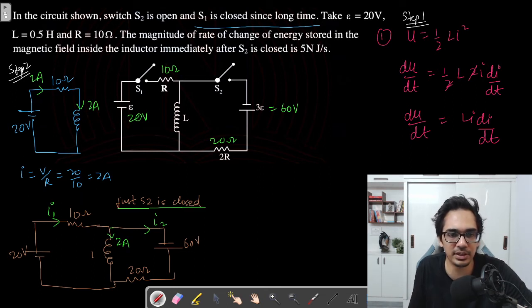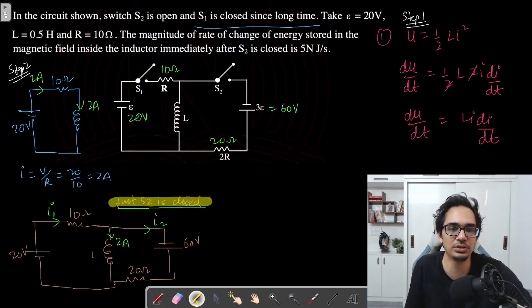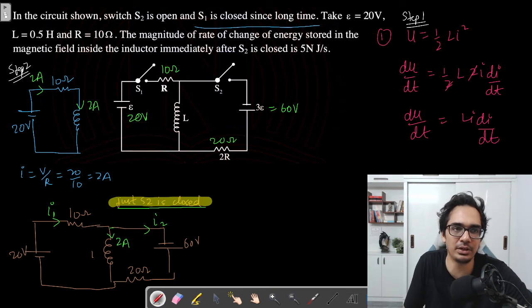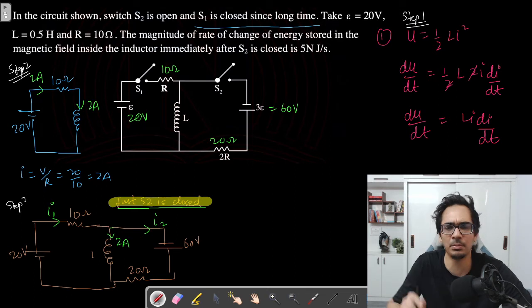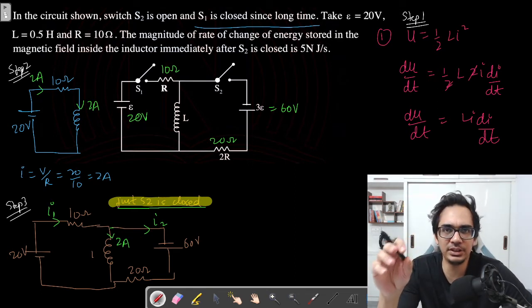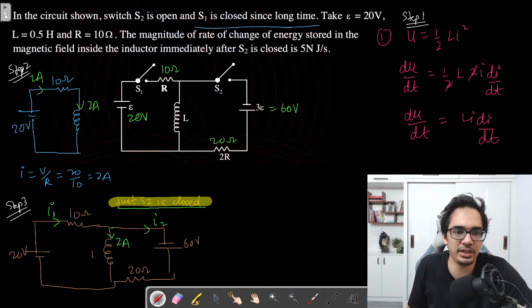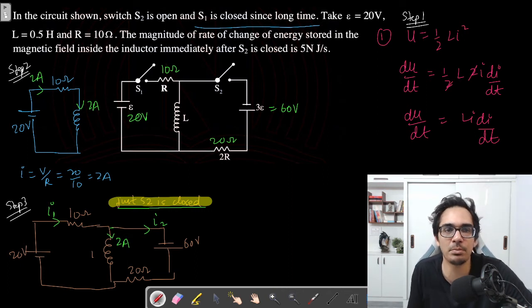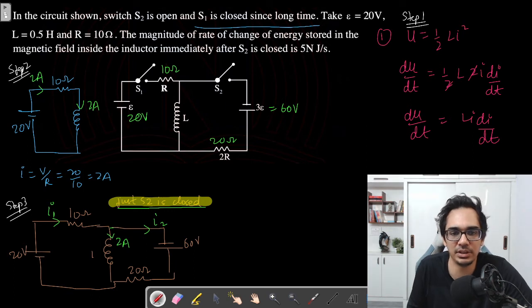So this is the interesting part, when just S2 is closed. This is the concept number 2 that you have to study. So this is your step 3 or concept number 2. The concept is suddenly the current through inductor will not change. Current through resistance may change, might not change depending on the situation. So in the inductor current will be 2 ampere, but in 10 ohm, immediately from 2 ampere it will become I1, and in the next part, let's say current is I2.